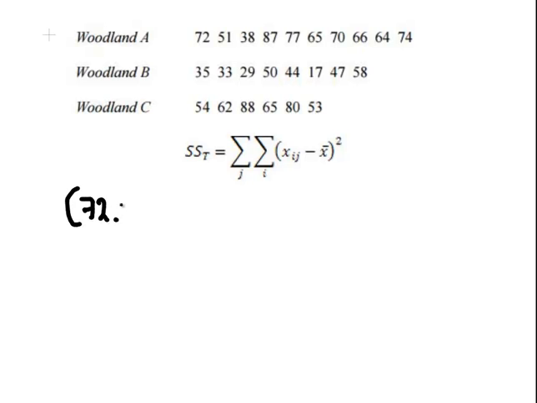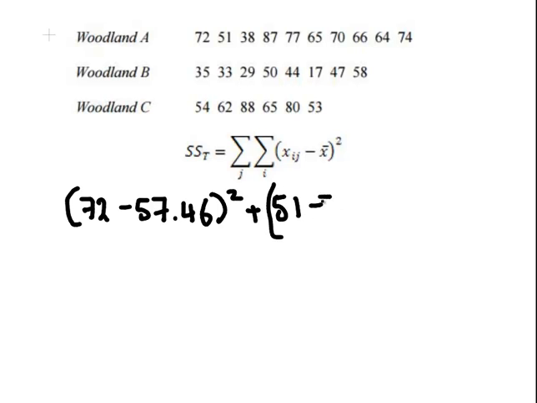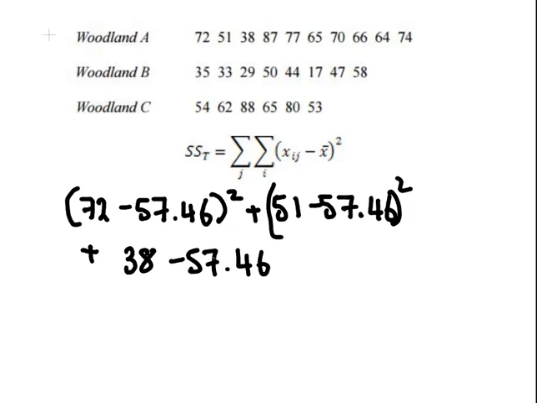72 minus 57.46 squared, plus 51 minus 57.46 squared, plus 38 minus 57.46 squared, and so on. I think you get the idea. And you do it for all 24 observations, the whole lot.